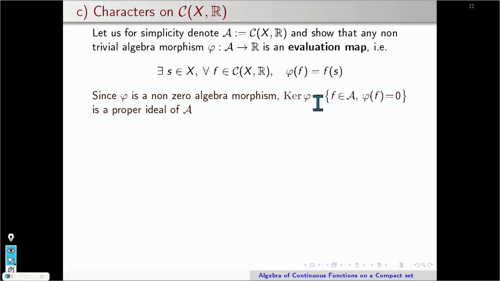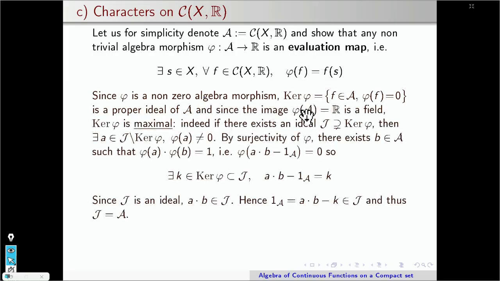So this is what I write. The kernel is a proper ideal, and because phi is surjective, we will show that the kernel is a maximal ideal. So the definition we need to check is that either J is equal, and if it is not equal, we must show that J is the whole algebra.